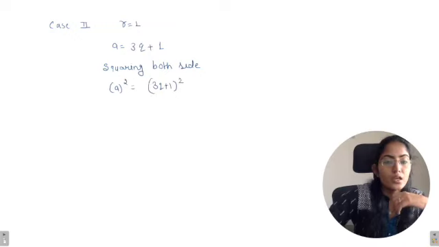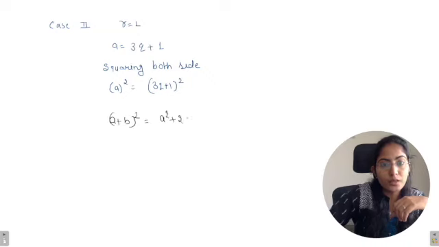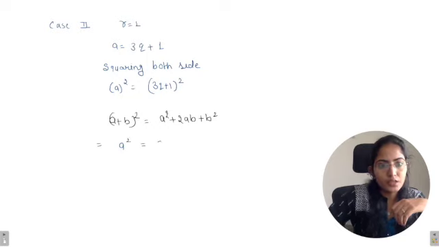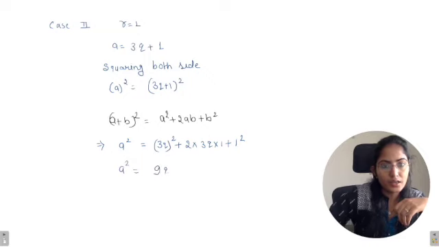Now do you know the identity? The identity states that a plus b whole square is equal to a square plus 2ab plus b square. So I will use this identity. From the identity, it will be 3q whole square plus 2 into 3q into 1 plus 1 square. So a square will be 9q square plus 6q plus 1.